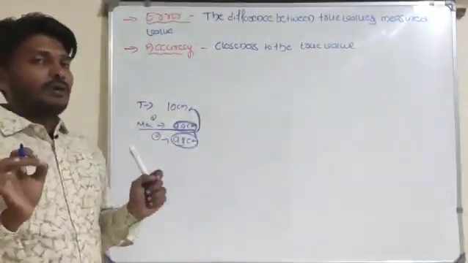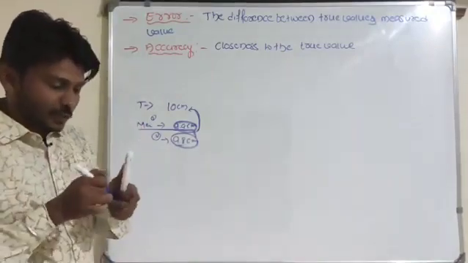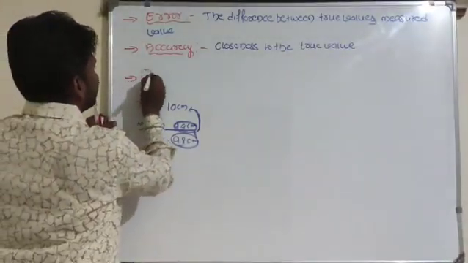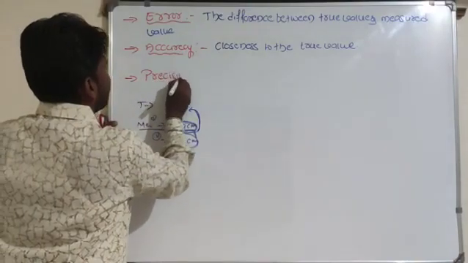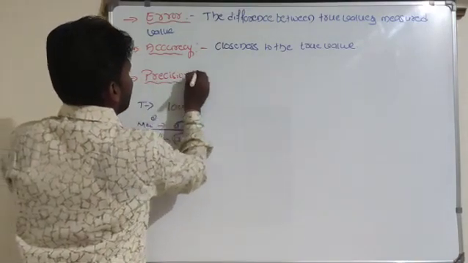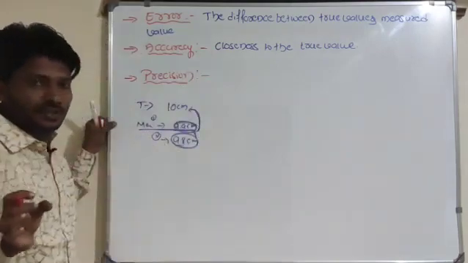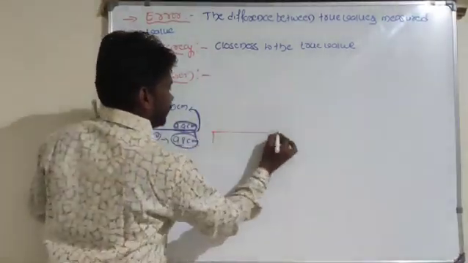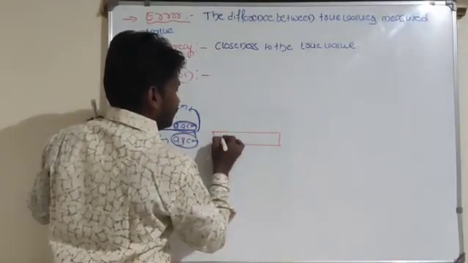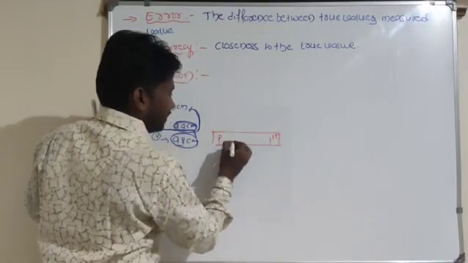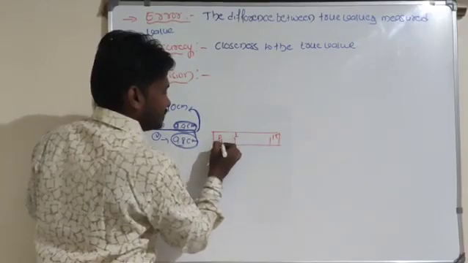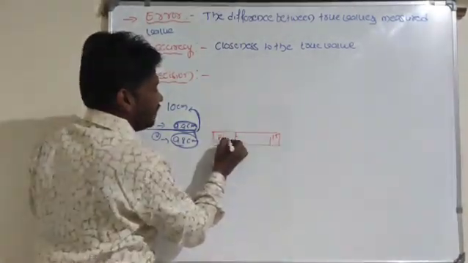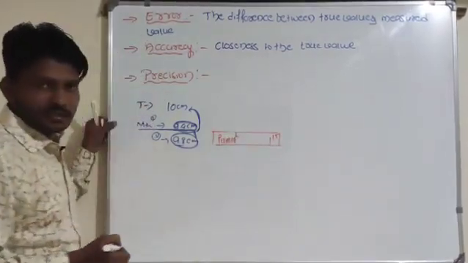Next, one more term I will use, that is precision. What does the word precision mean? Look here, I will give you one normal scale. Take the length as 0 to 15 centimeter. Here 1 centimeter is there. Between 0 and 1, how many divisions are there? It consists of 10 divisions here. Okay.